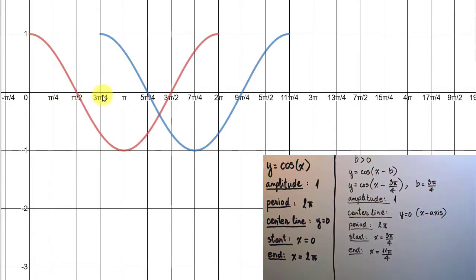And as another generalization, we see in this graph of cosine of x minus 3 pi over 4 that the graph of the original cosine of x is shifted to the right horizontally by a distance of 3 pi over 4.